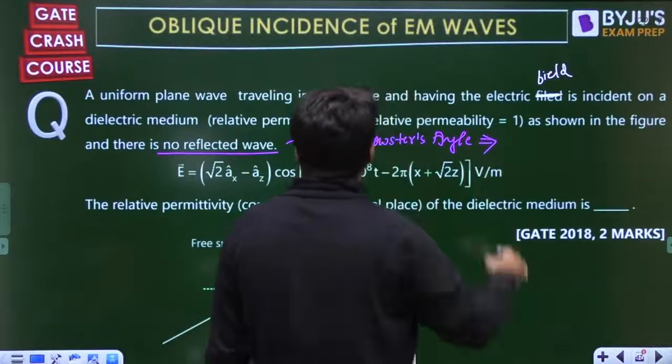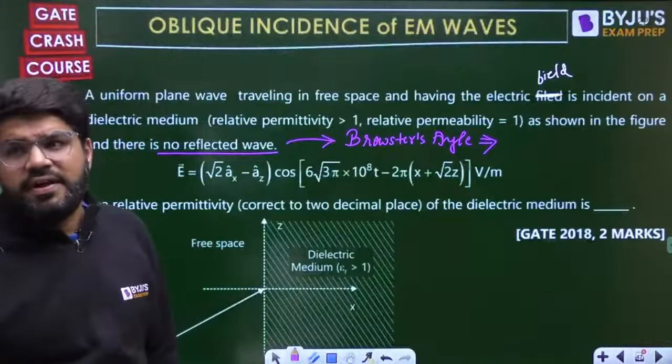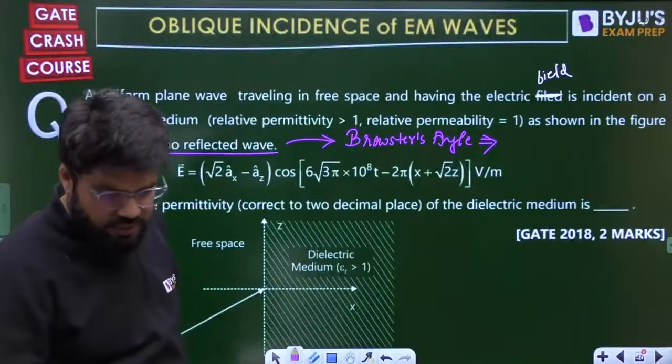This is related to Brewster's angle. There is no reflected wave. Brewster's angle has to be used here.